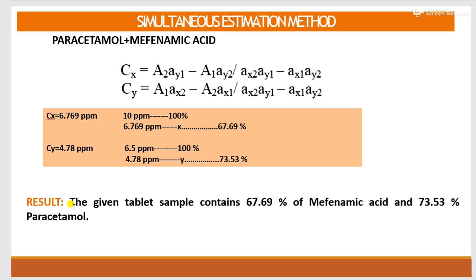So how will you report the result? The given tablet sample contains 67.69% of mefenamic acid and 73.53% of paracetamol. So this is all about estimation of paracetamol and mefenamic acid in the given tablet using the simultaneous equation method.